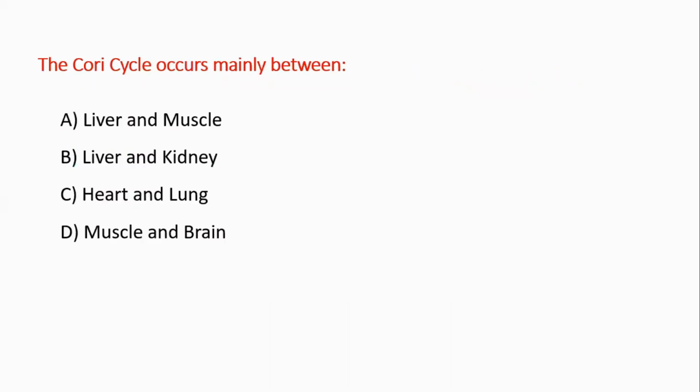The Cori cycle occurs mainly between, and the options are liver and muscle, liver and kidney, heart and lung, muscles and brain. This question is all about teamwork inside the body. Muscles send lactate away and another organ helps recycle it back into glucose. Which organ is helping the muscle here?